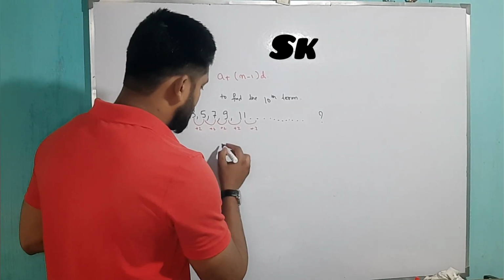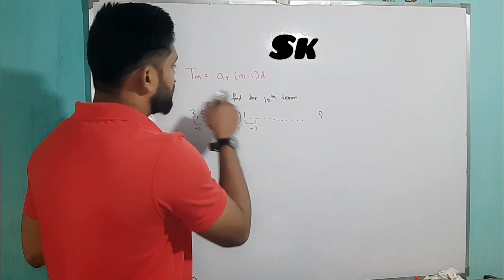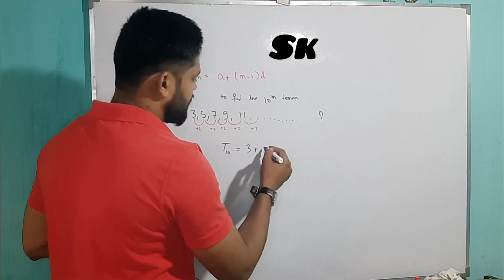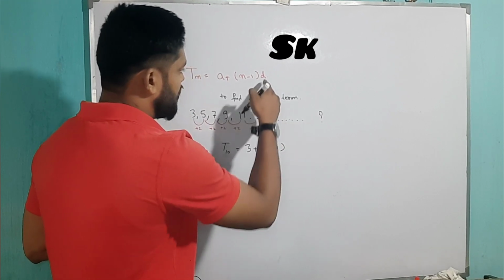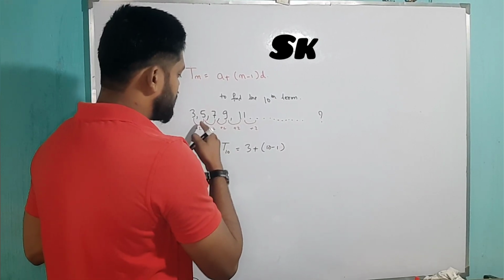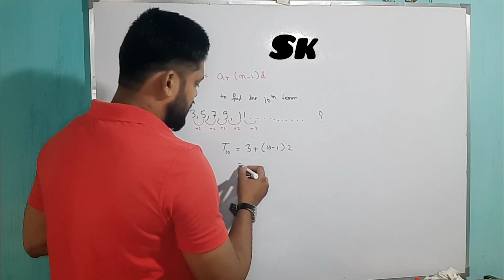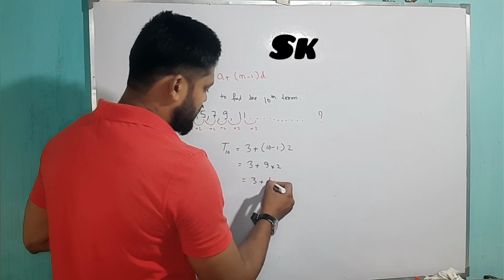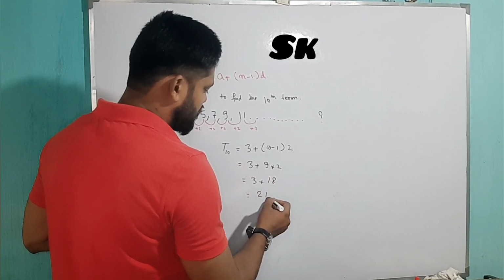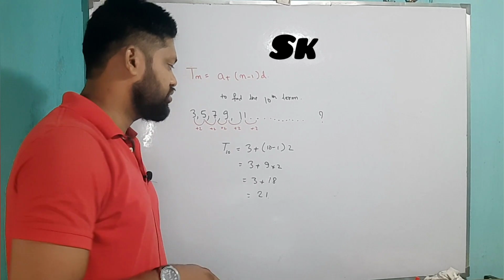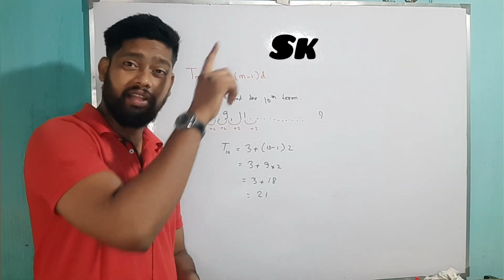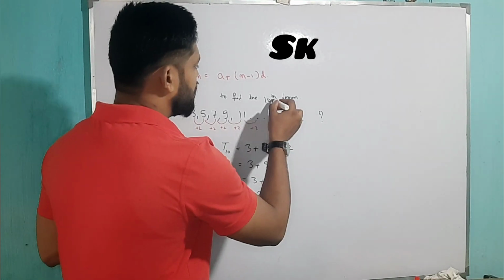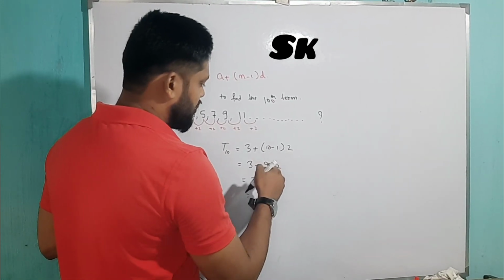Okay, write the formula. T of 10: what is the n value? 10. A value is 3, plus n minus 1, which means 10 minus 1, times d. D is the common difference, so it will be 2. So the answer is 3 plus 9 into 2. 3 as it is, 9 twos are 18. So 21 is your answer. This is the formula to find the nth term, the last term. Using this, even if it is 100, you can easily find out how much it will be.